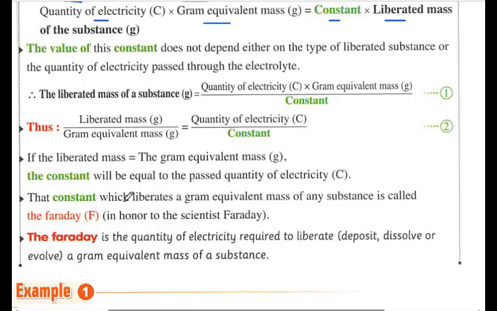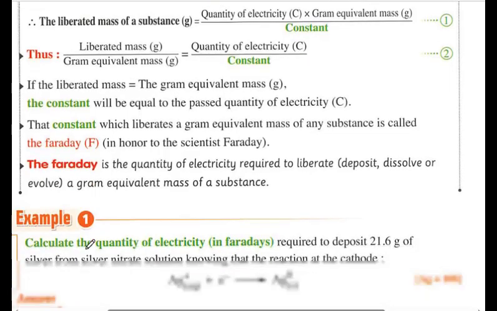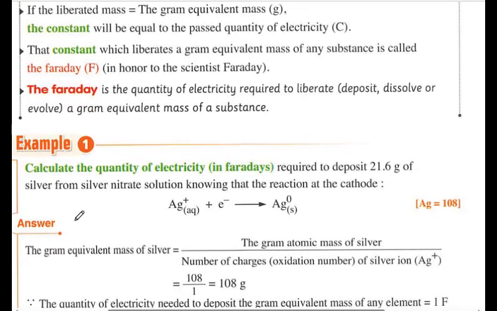We call this constant Faraday, and from this equation we can give the definition of Faraday. It is the quantity of electricity required to liberate. Liberate here means deposit, dissolve, evolve. It is the quantity of electricity required to liberate a gram equivalent mass or an equivalent mass of the substance. So Faraday is a quantity of electricity required to deposit or liberate the equivalent mass of any substance. Okay? So let's have some examples.